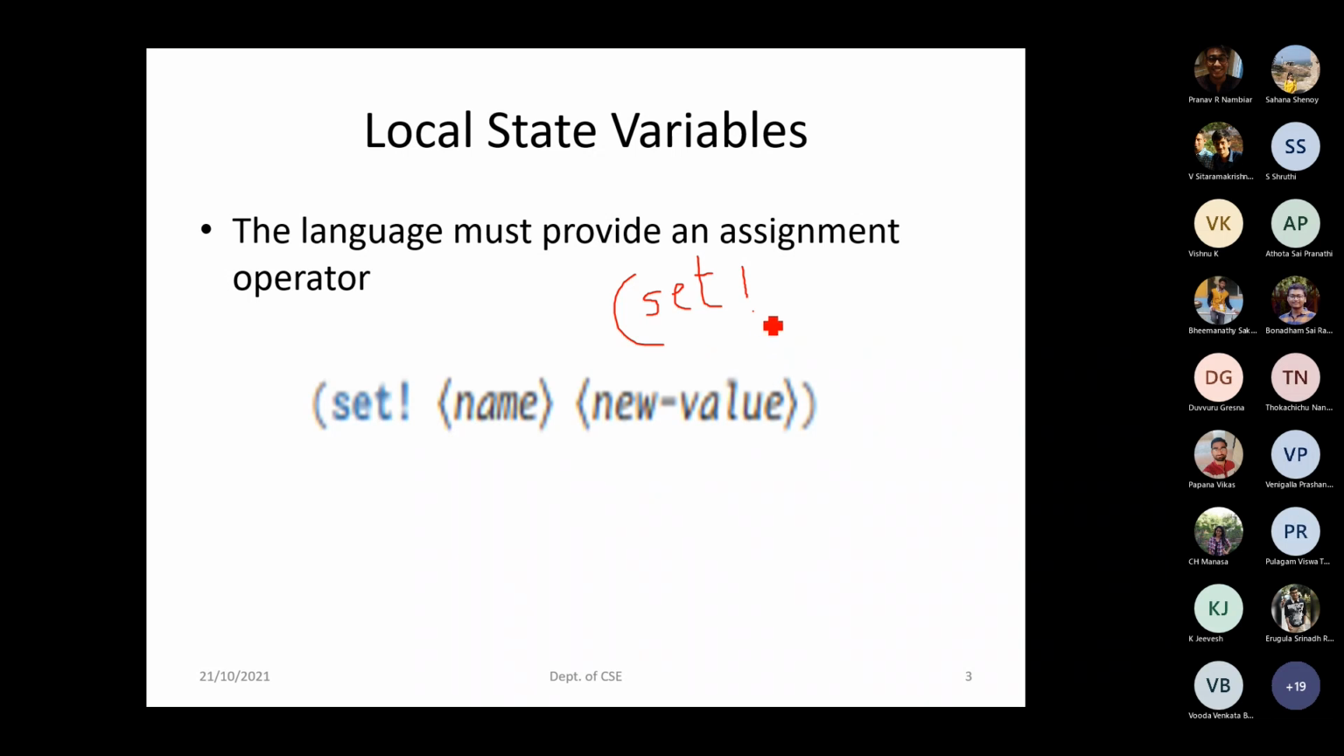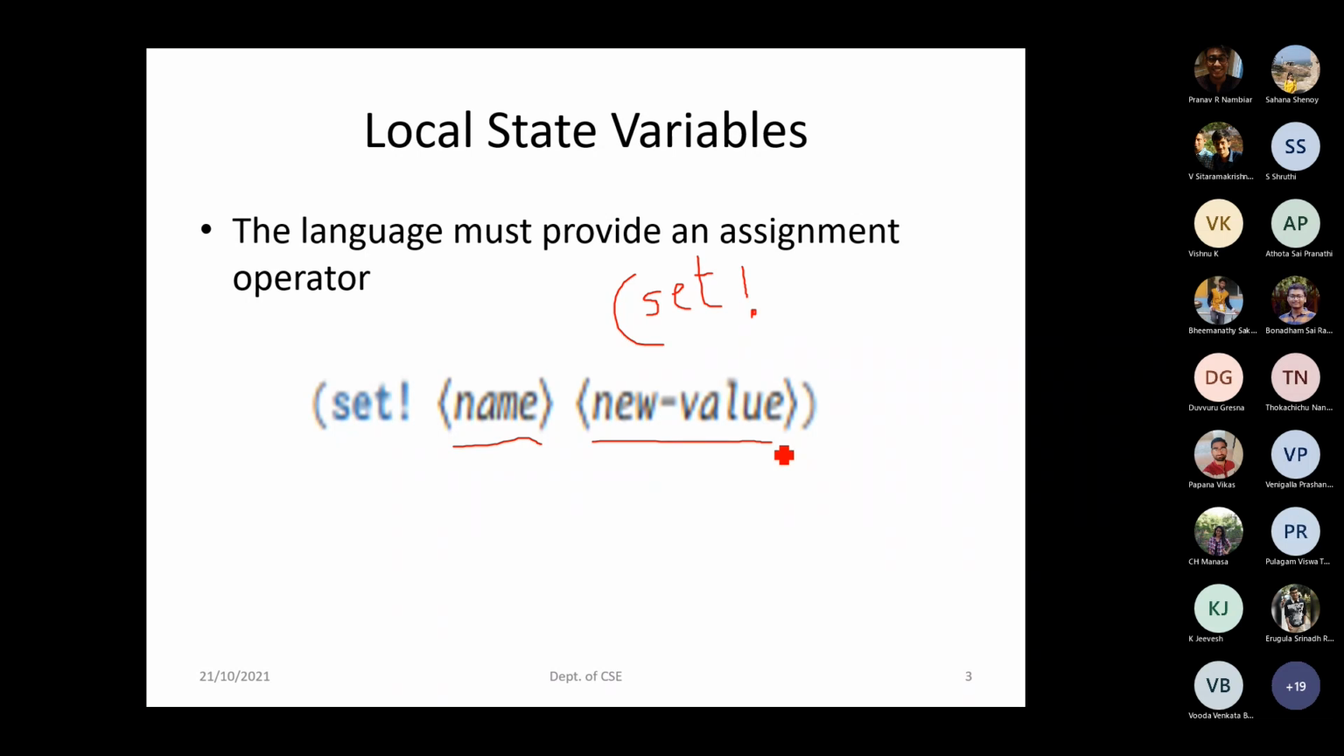So set exclamation is the syntax which we use. Set exclamation is followed by the variable name, and then the new value you are going to set it to. This new value could be some expression or directly a value. So this is how we use the assignment statement.